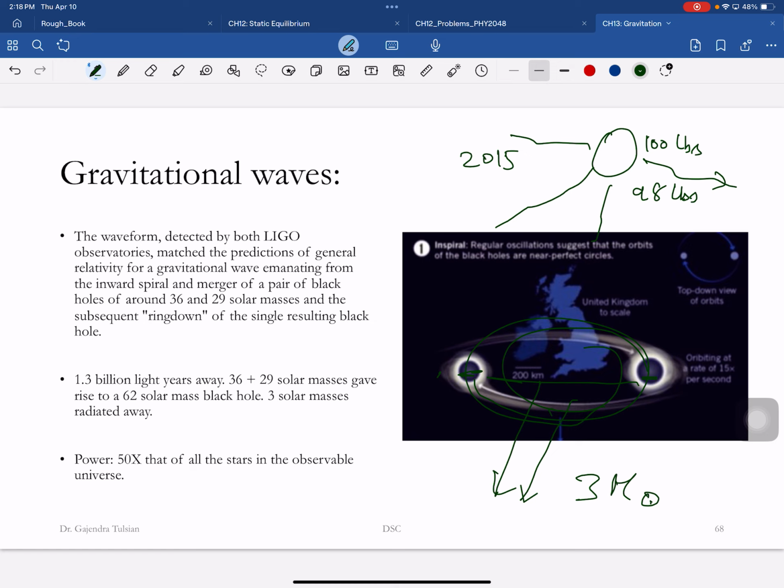So is all the energy being emitted as a gravitational wave? Yep. Is that the only way? That was the main way.